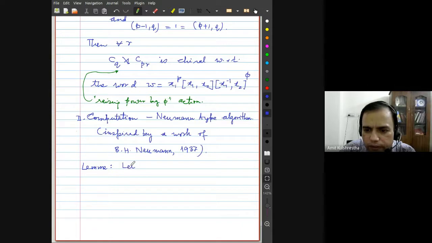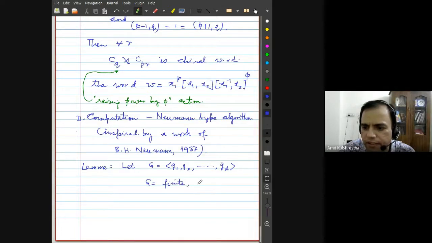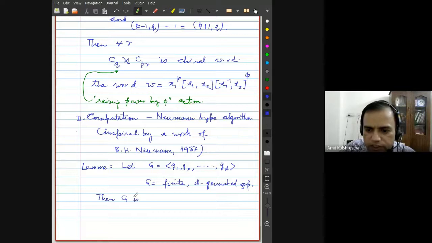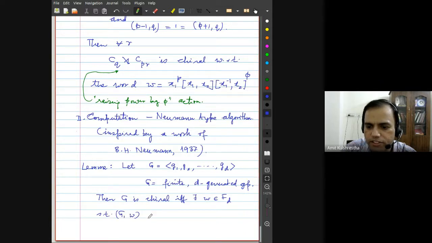So I take this group which is D-generated, meaning generated by D elements. Okay, so G is a finite D-generated group, and the statement is then G is chiral if and only if you can find a word in D variables such that G_W is chiral.